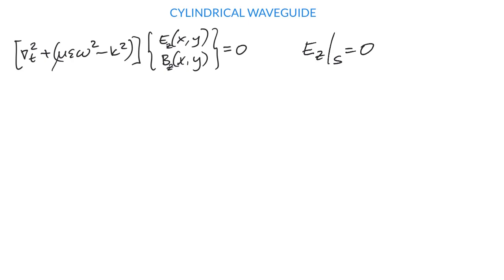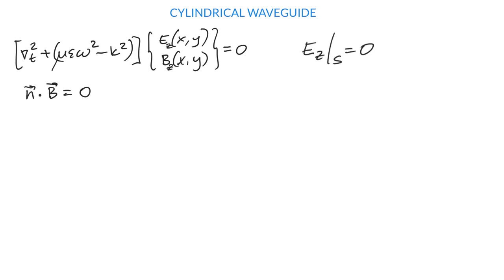Now for the magnetic field, it's a little bit more complicated. So we know that the magnetic field has to be purely tangential to the surface. So the normal component of the magnetic field at the surface of the conductor has to vanish. Now if we use n as the surface normal to the surface of the metal, then n dot B must be 0.